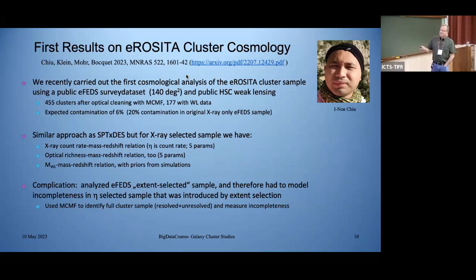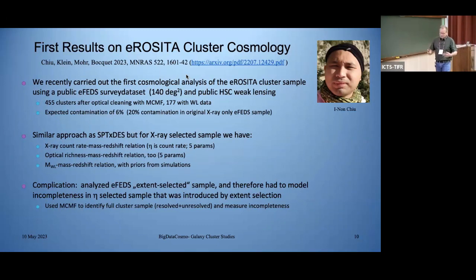Okay, a complication is that the EFEDS extent-selected sample, these 455 clusters that we use, were selected using, they had to be extended sources. And therefore we had to model the incompleteness introduced between an extent-selected sample and a count rate selected sample. Count rate is kind of like X-ray flux.